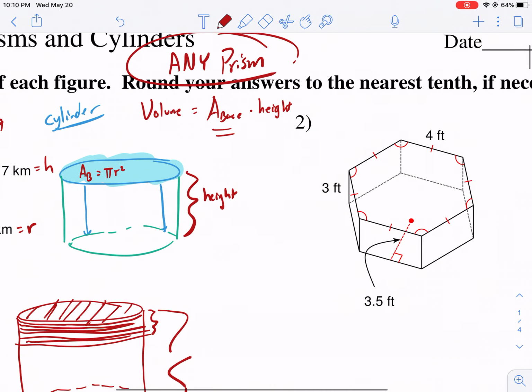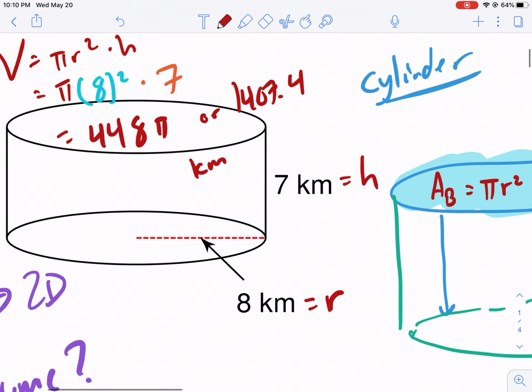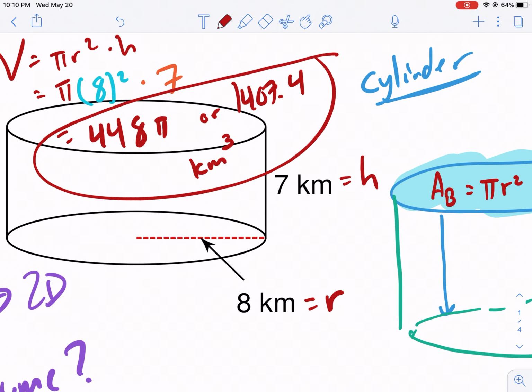And I get 1,407.4, rounded to the nearest tenth as needed. Kilometers is a measure of distance. Kilometers squared is a measure of area. Kilometers cubed is a measure of volume, and that is our answer.